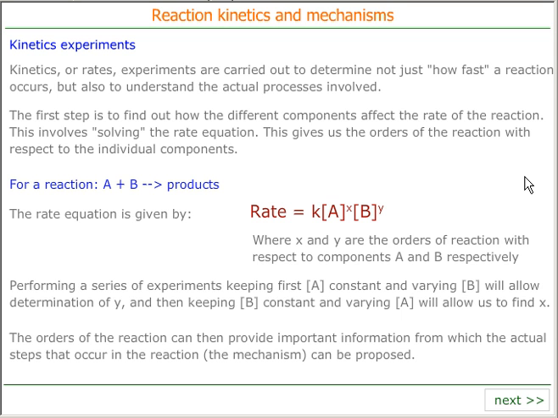Reaction kinetics is the study of how fast reactions happen. This in itself is of little importance. What we're really interested in doing is finding out the actual processes involved in a chemical reaction. First of all, to do this, we need to find out the dependency of the rate of the reaction upon the components of a reaction, or the concentrations, how the concentrations of the components affects the rate.